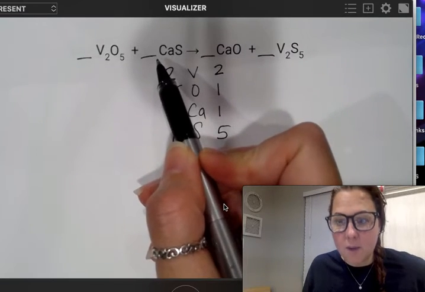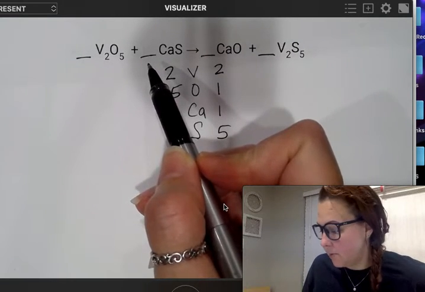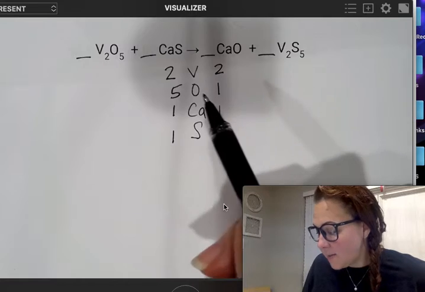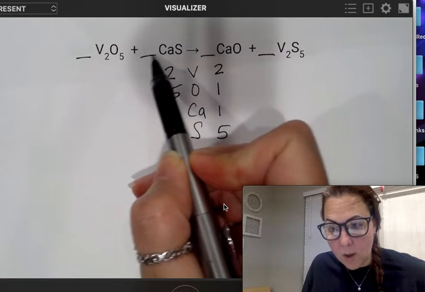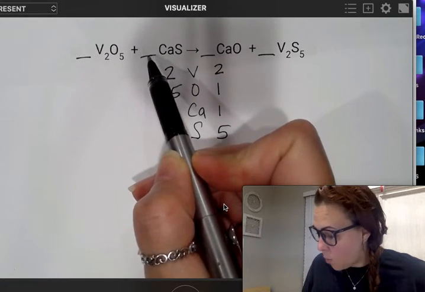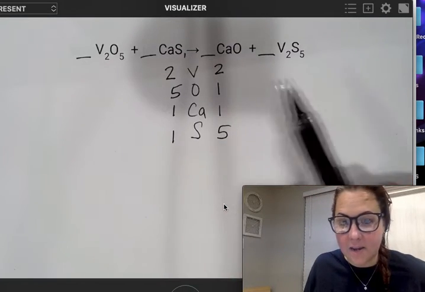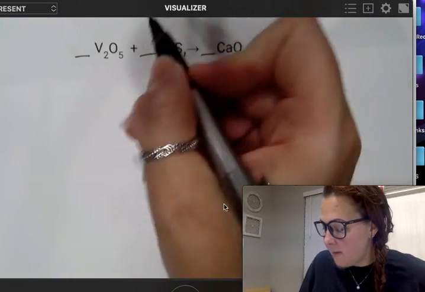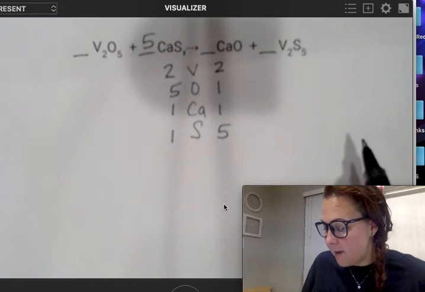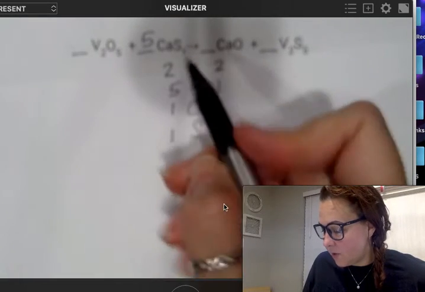So we're going to have to go back to like 3rd grade multiplication tables. We're going to fill in the blank: what times 1, because there's 1 right here, will give me the 5 that I need. So I put a 5 right here. 5 times 1 gives me 5 sulfur.